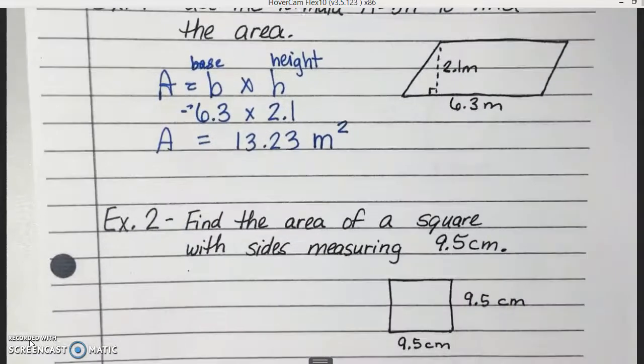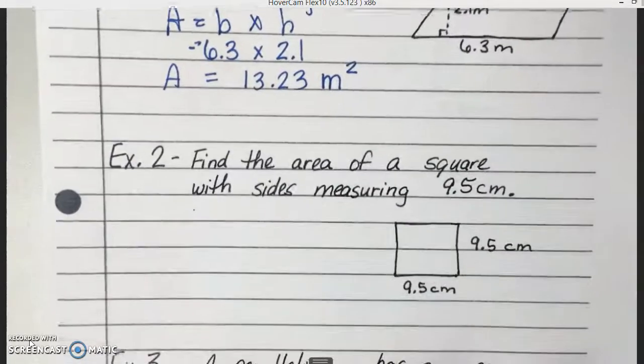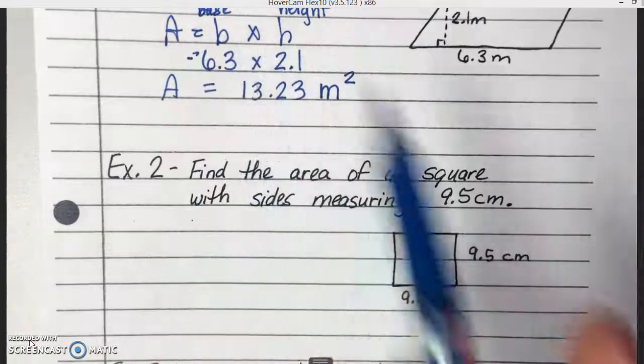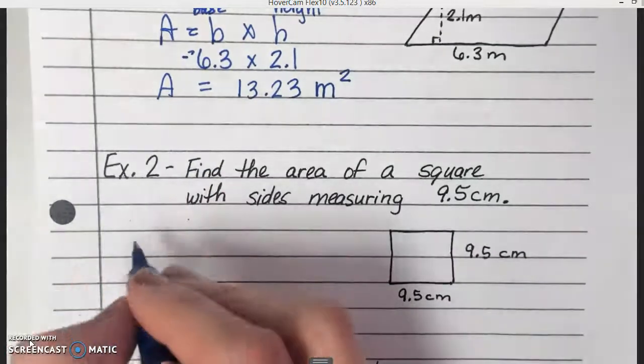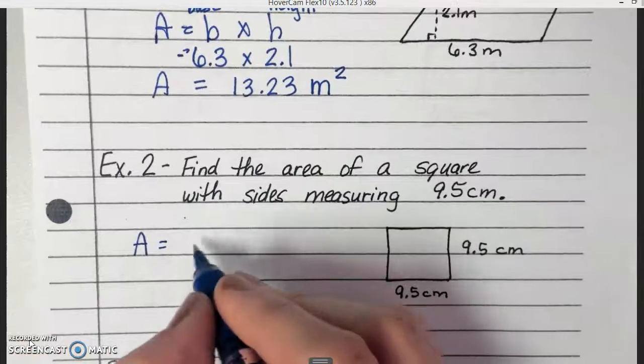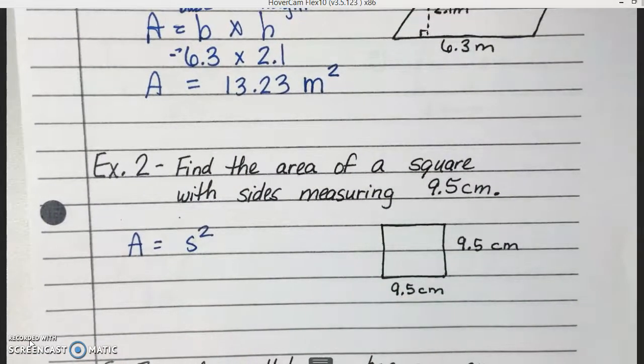Okay, so let's look at example 2. So this time we have a square. So you could still use the formula area equals base times height with this, but there's also another formula that they use. They use A equals S squared. Now S here does not mean square. Anybody have an idea of what it means? It means side.